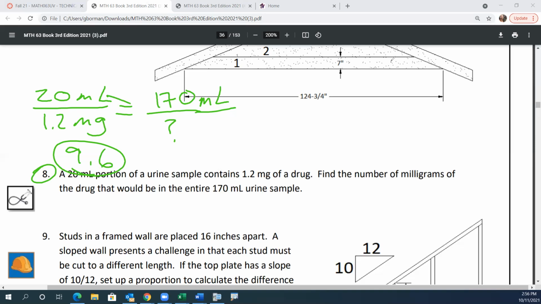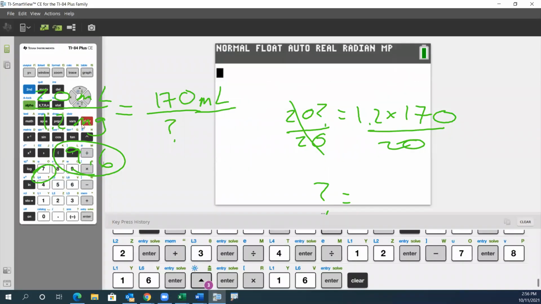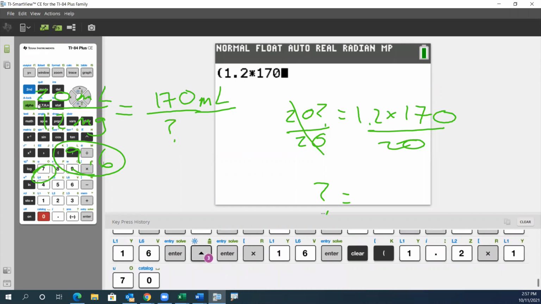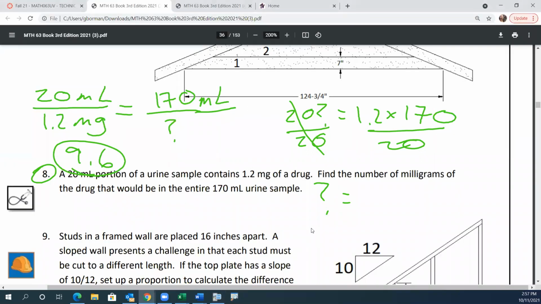Okay, so now I can cross multiply. So Shazam, I get 20 times the question, equals 1.2 times 170. And then I'm going to divide both sides by 20. Now, wait for it. Go to my calculator. You didn't see that coming, did you? Said Wanda's brother just before he died. So I got all that, and then I'm going to divide that by 20. Whoa, look at that. The old man still got it. So 10.2, whatever it's called.